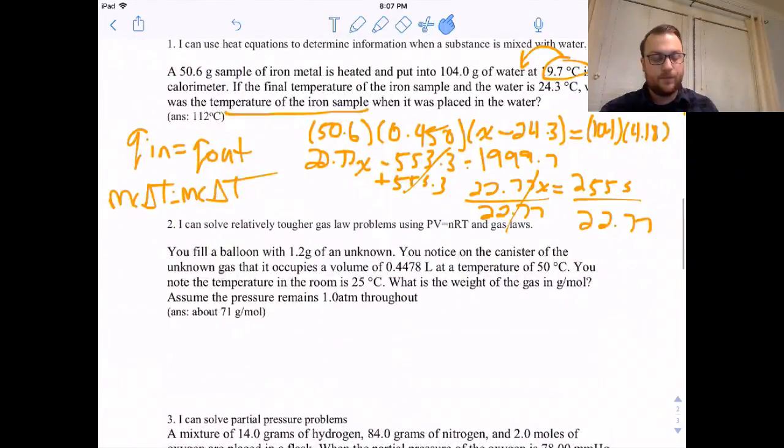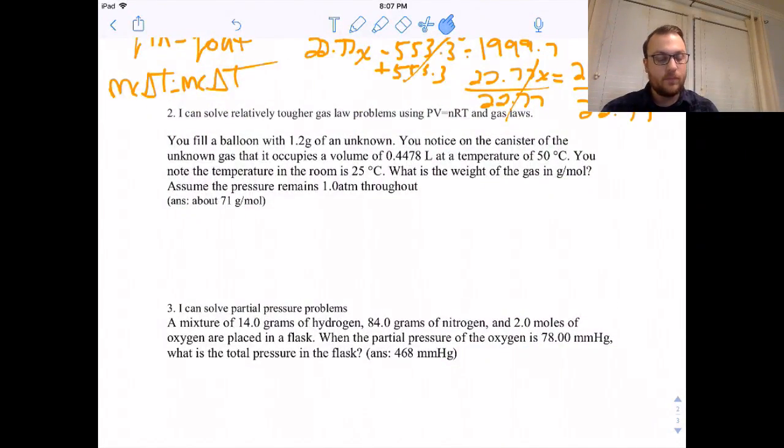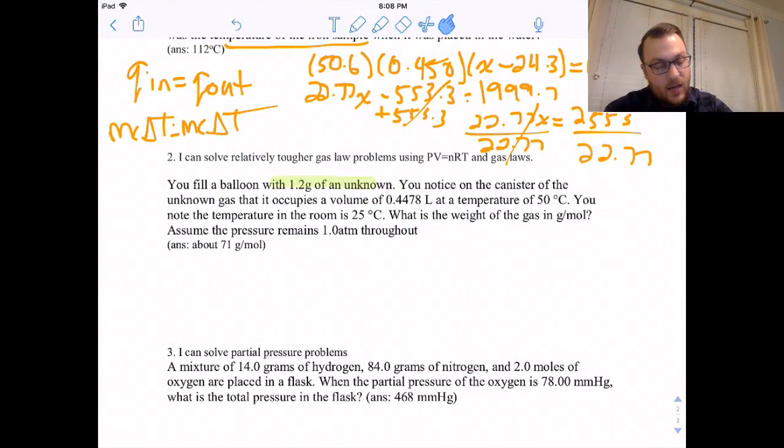Okay, next one. Gas law problem using PV = nRT. And this one, again, is not too bad. You just have to piece together what's happening. You have 1.2 grams of some unknown gas in a balloon. You initially got this gas from a canister that was at this volume and temperature. So the temperature and volume of the canister that contains the gas is different than the temperature and volume of the room. The temperature of the room is 25 degrees Celsius, which is the temperature the balloon is in.